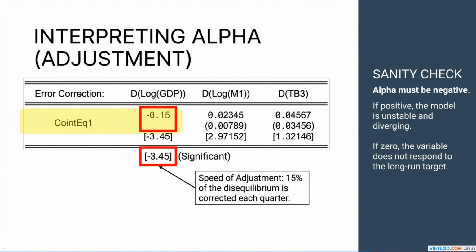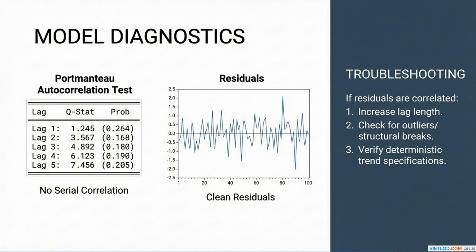The magnitude of negative 0.15 indicates that 15% of any disequilibrium or deviation from the long-run relationship in the previous period is corrected by GDP in the current period. For instance, if GDP was 1% above its long-run equilibrium last quarter, it will adjust downwards by 0.15% this quarter to move back towards that equilibrium. The associated t-statistic of negative 3.45, which is significant, confirms that this adjustment is statistically meaningful.